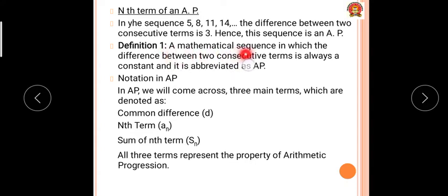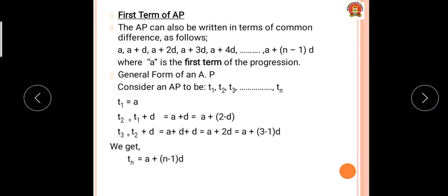Now see, a mathematical sequence in which the difference between two consecutive terms is always a constant is called an arithmetic progression. Now in arithmetic progression we come across three main things. First is the common difference, which is denoted by D. Second, the nth term, which is denoted by Tn, or An, as you wish. Third, the sum of n terms, that is Sn. All these three represent the properties of an arithmetic progression. Now students, in our books the nth term is mentioned as Tn, so I am using Tn.